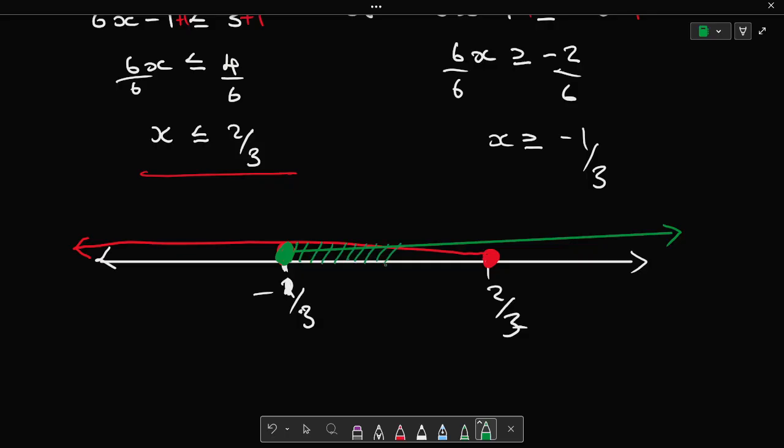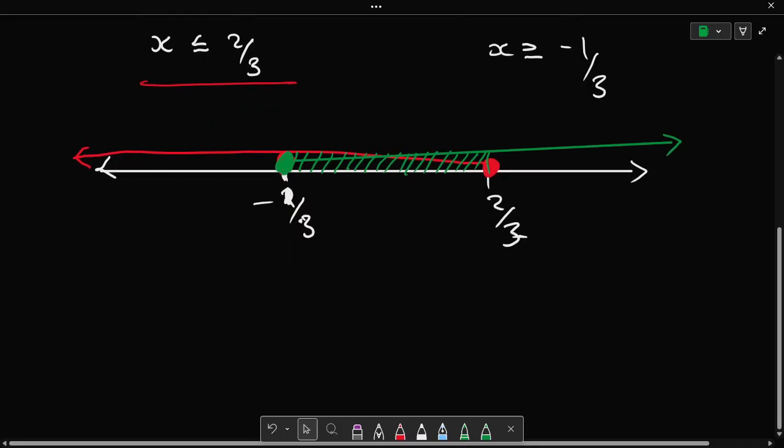Please don't use this method for quadratic inequalities. For quadratic inequalities, test the way we were testing, where you divide the number line into three portions, then you test to see if you get a true statement or a false statement. You do that for quadratic inequalities.